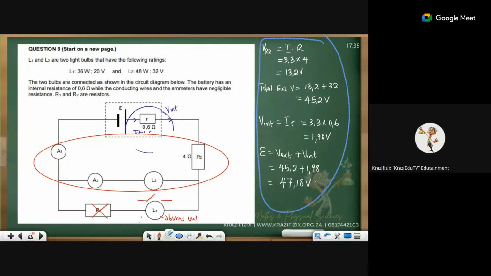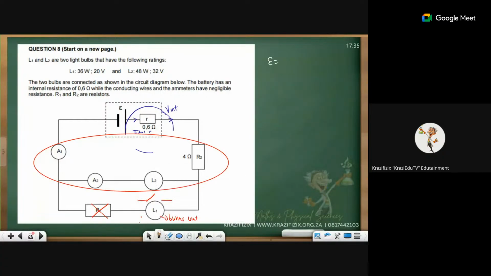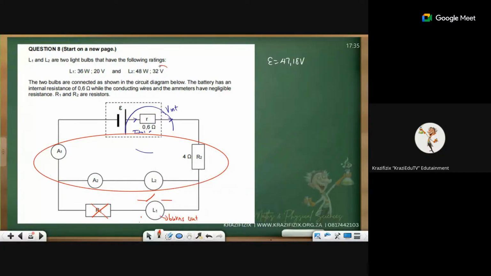What's my EMF again? 47,18 volts. We want to calculate if this one will still work. And the best way to calculate it would be to calculate the current. We know the current that L2 will allow to pass through: 1,5. Because remember, the light bulb is still working with that power rating.